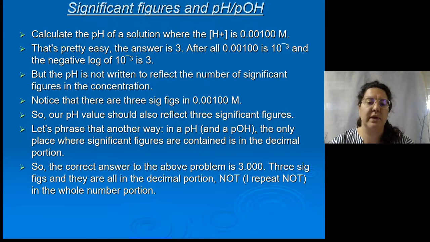So in pH and pOH, the only place where significant figures are contained is in the decimal portion. So the correct answer to the above problem would be 3.000, because we need to have 3 significant digits past the decimal place. So if we have our hydronium ion concentration at 0.00100, we need 3 significant digits, and those would be our decimal places.